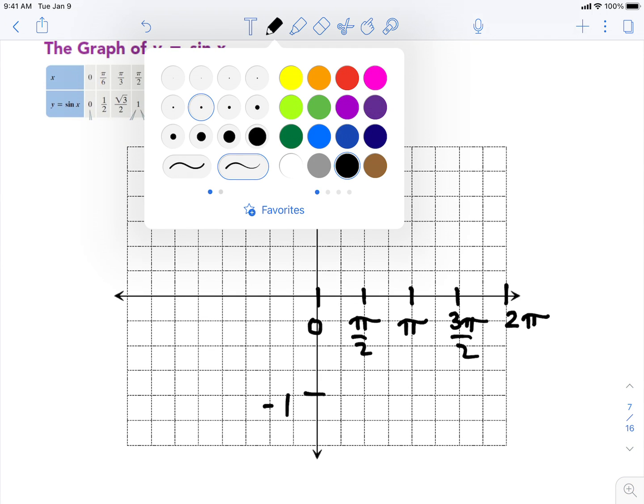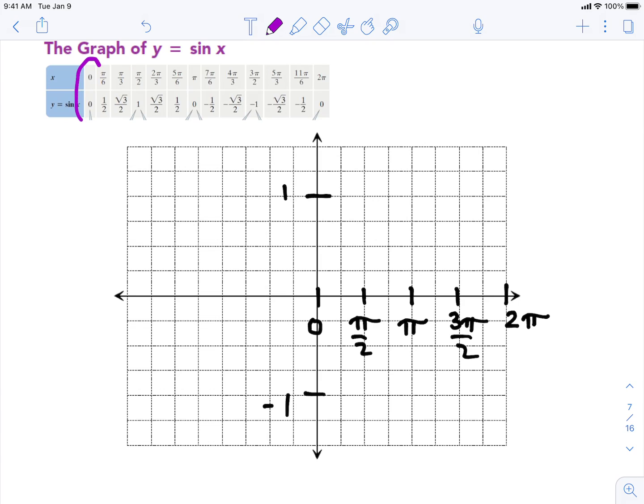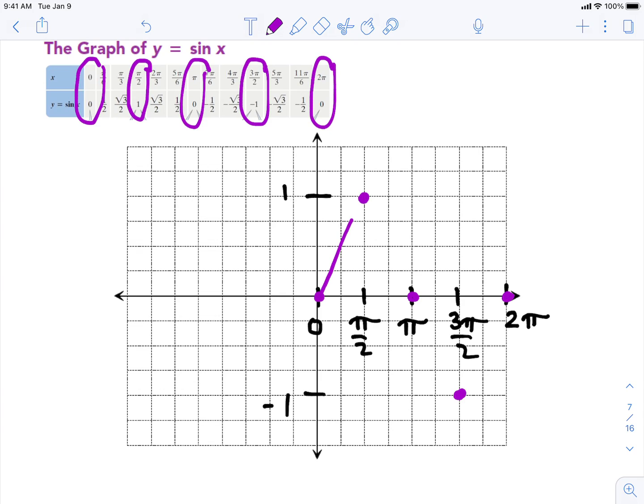And I'm going to start to graph those ordered pairs. So this first ordered pair is 0, 0. I'm going to skip to that ordered pair of pi over 2, up 1. At pi, we are at 0. At 3 pi over 2, we're down to -1. And then at 2 pi, we're at 0. And now we're going to create our curve. So this would be 1 revolution for the parent function. In a further example, we'll start the transformations of that sine function.